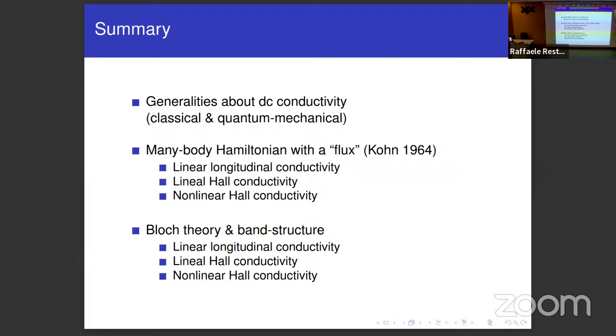Thank you. Any other question from the audience? Maybe I take the chance to ask the last question. So at some point you assume that you do this adiabatic treatment for the derivative with respect to the flux. Is it possible to go beyond this adiabatic approximation?